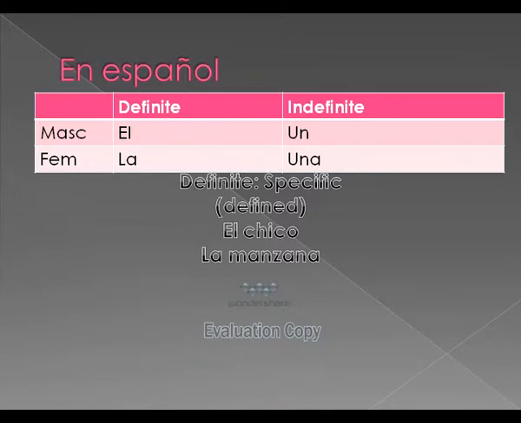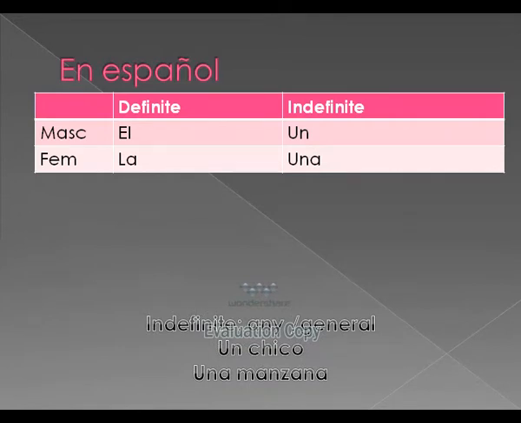But that's when we know one we have in our mind, a specific one. What if we don't have anything in our mind? Then we're indefinite. Here's the new learning. We don't say el chico, but we still have a masculine article. We say un chico. Un. If it's feminine, we don't say un, we say una. Una manzana.